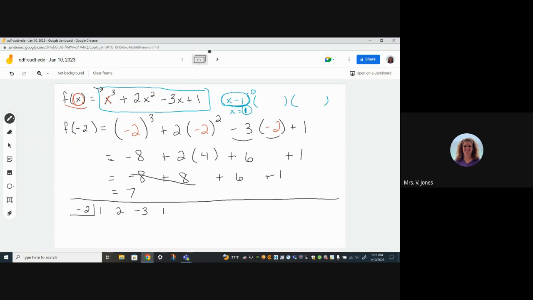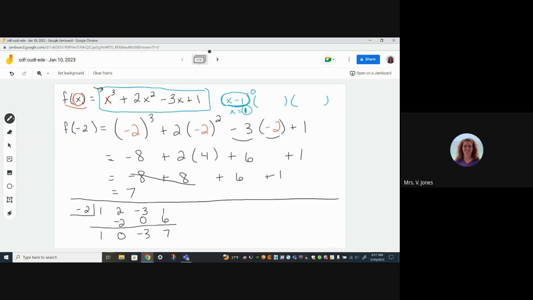Now, if there was a term that was missing, like let's say the x term was not there, you would have to put a 0 in that spot. If the constant was not there, you'd have to put a 0 in that spot. So let's see what happens when we do synthetic division on this. So we bring the 1 down, because really when you're going top to bottom, you're adding. So 1 plus nothing is 1. And then you multiply. -2 times 1 is -2. Then we add. Then we multiply. -2 times 0 is 0. Then we add. And then -2 times -3 is 6.